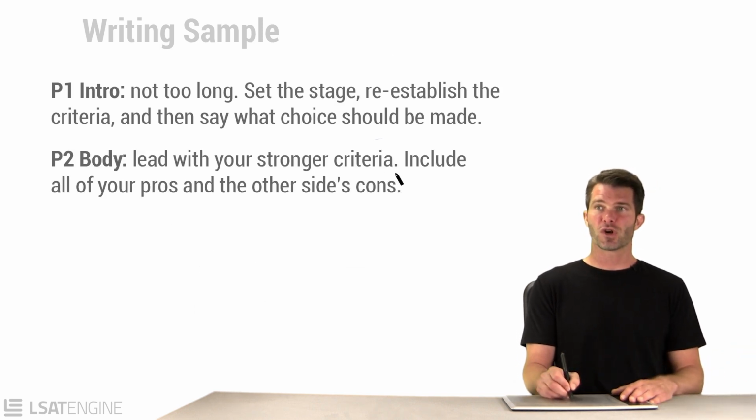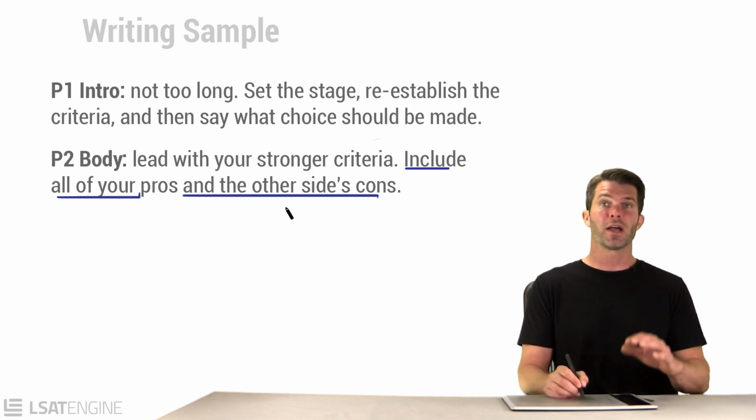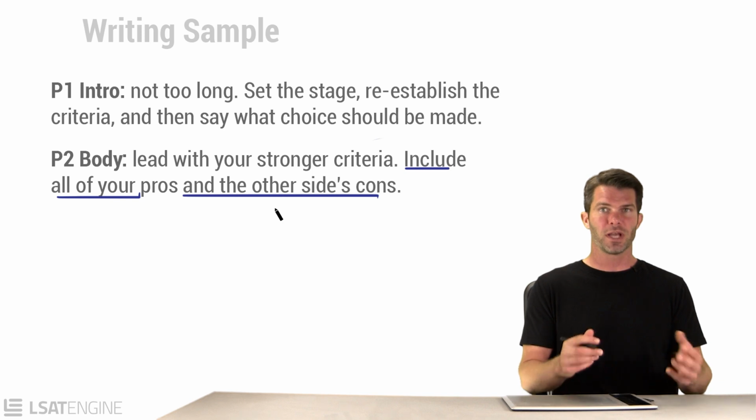So you're going to lead with your stronger criteria. You're going to include all of your pros for that criteria and all of the other side's cons for that criteria. You're basically putting your best foot forward here. So this paragraph is going to be pretty long, and the topic sentence is important. You want to let your reader know that you've thought about the structure here.